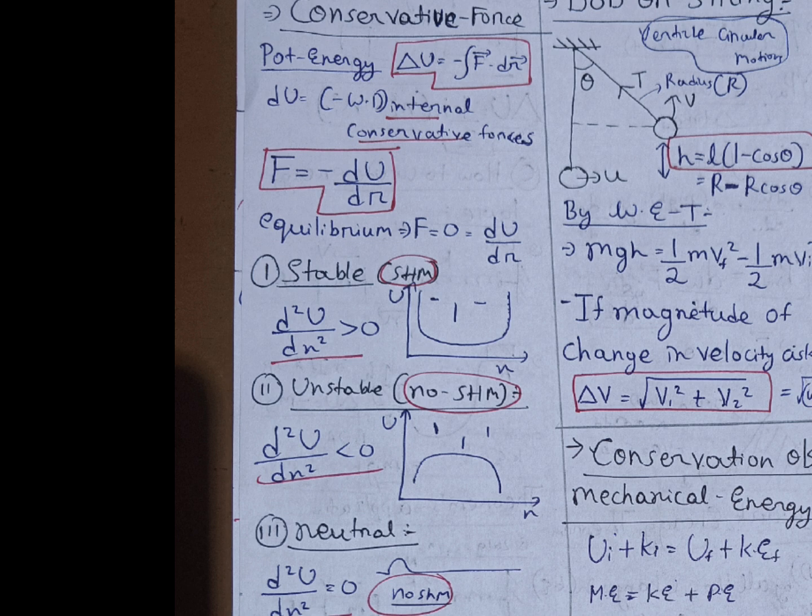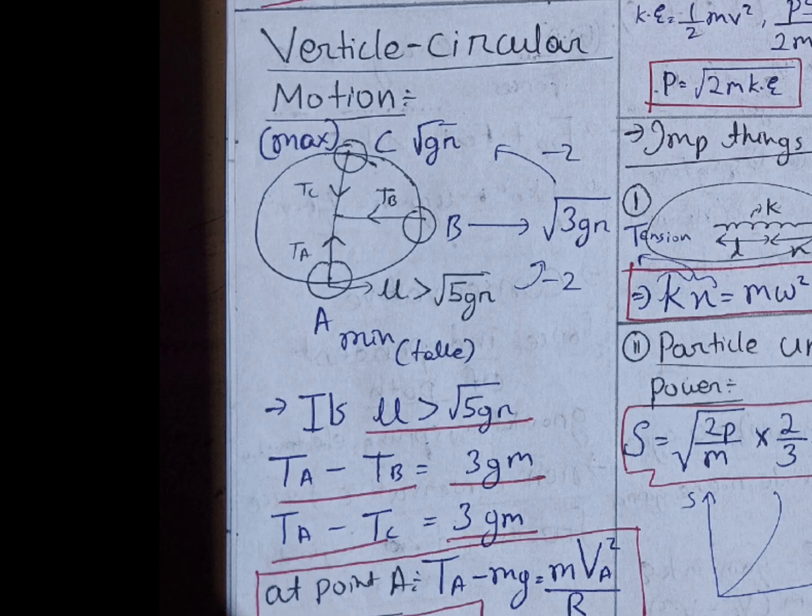Stable equilibrium: SHM will occur, happy face in the U versus x graph. Unstable: no SHM, sad face. Neutral: no SHM. Vertical circular motion. A is the minimum point, B and C are the maximum points. At A the minimum speed is under root 5 g R to complete the circle. At point B the speed is under root 3 g R, and at the maximum point it is under root g R.